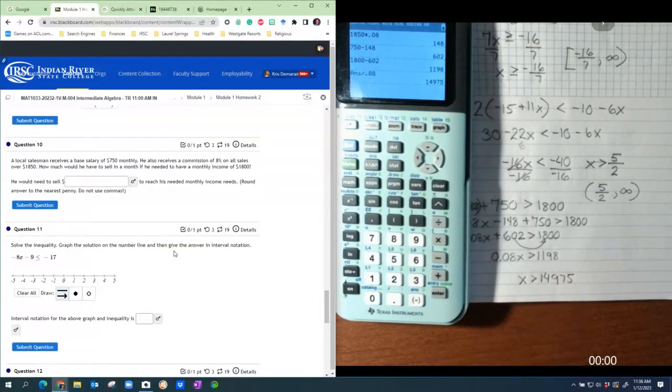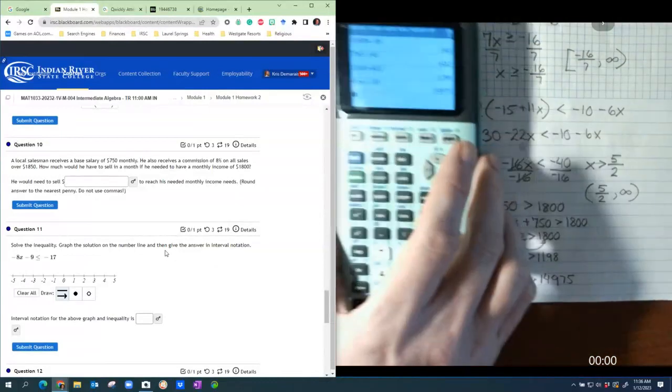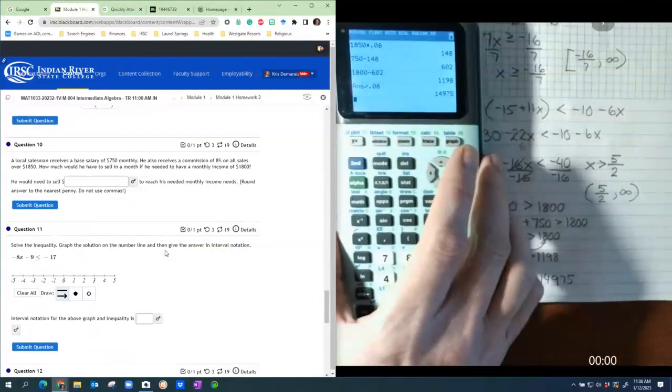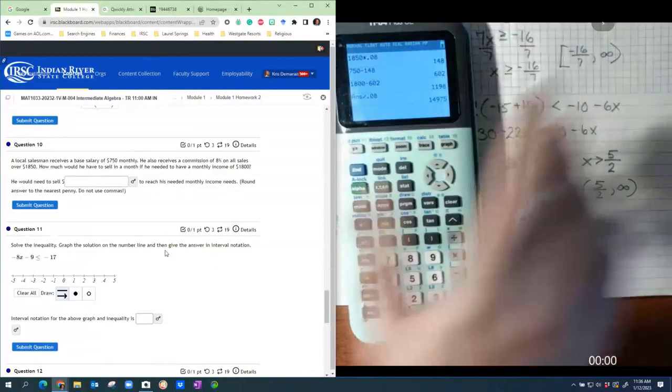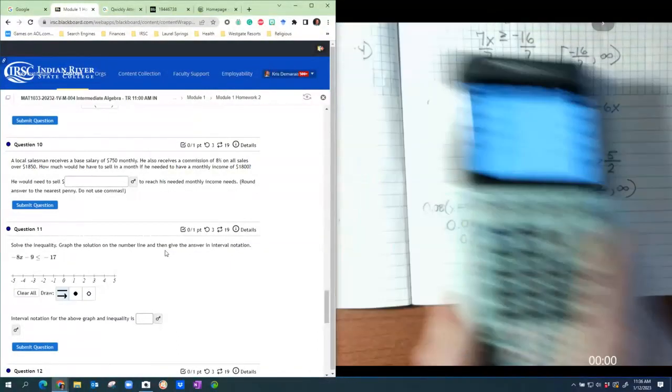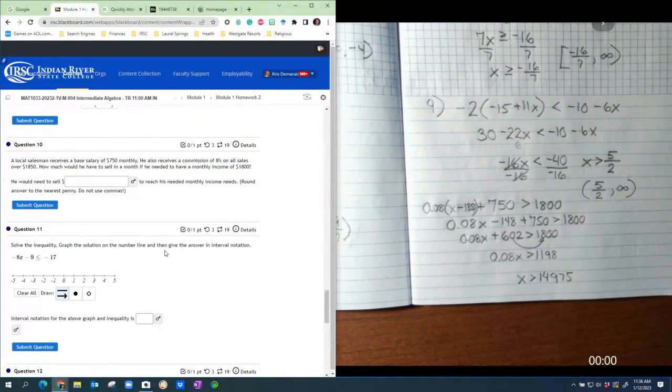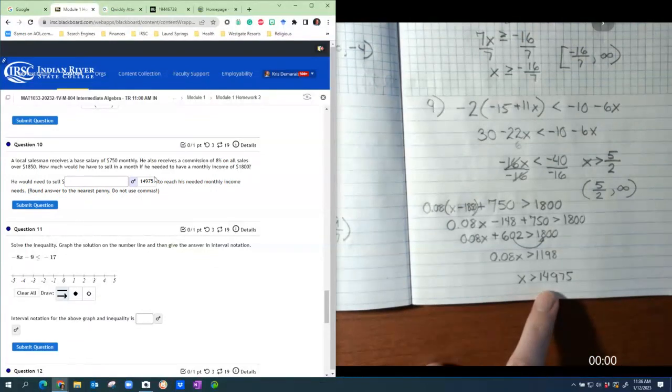So that's why it's important to have a graphing calculator. Look at this graphing calculator, look how beautiful that is. I can actually see it. It's easier to read than what I was doing before, so I encourage you to grab this. Anyway, that should be our answer, and we see that it is $14,975, exactly what we have. So we got our answer.